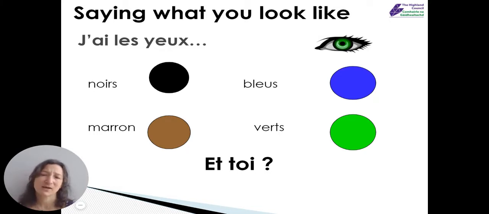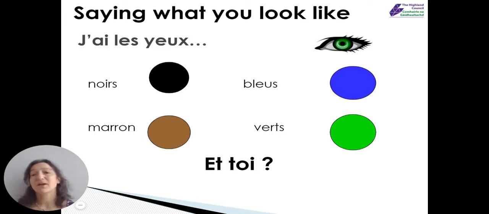Now, what do you notice about these colours? Two things. Great. The colour words all end in an S because you've got more than one eye. Apart from marron. Marron has no S. And that's because marron is actually a noun that we're using as an adjective. So marron actually means chestnut, and so that's why it doesn't have an S. It's just an exception to the rule, something you have to learn, I'm afraid.